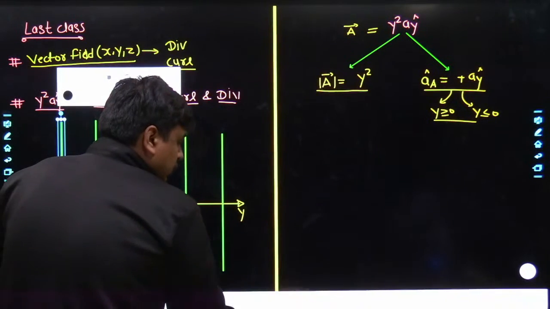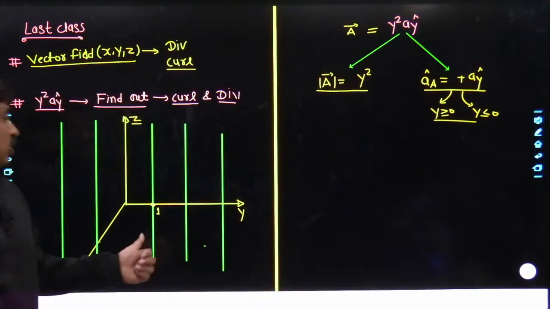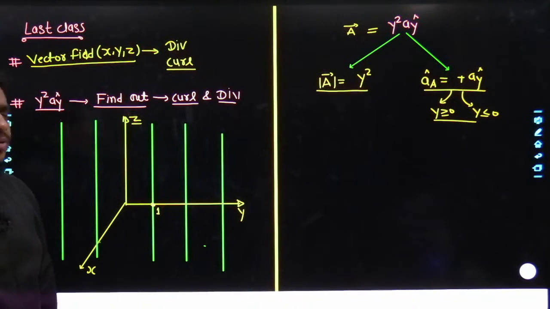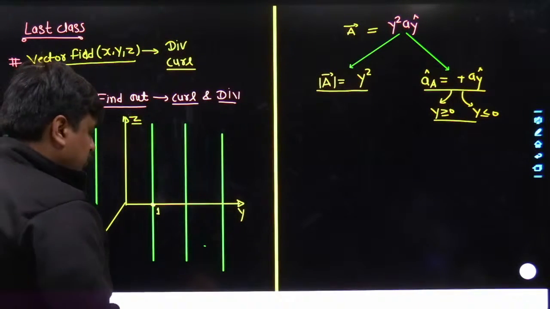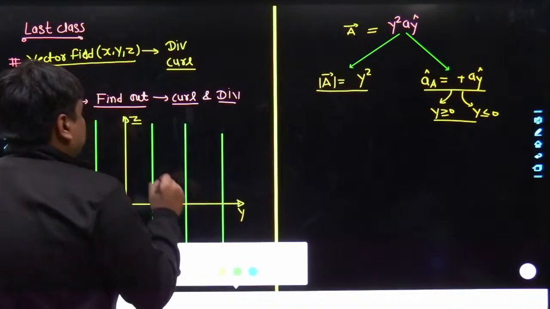Yes, my dear friends. Now what I would be doing, at y equals 1, may I know what would be the magnitude? The magnitude is simply going to be 1, which we have seen earlier. So the magnitude is simply going to be 1. We can draw over here. The magnitude is simply going to be 1.